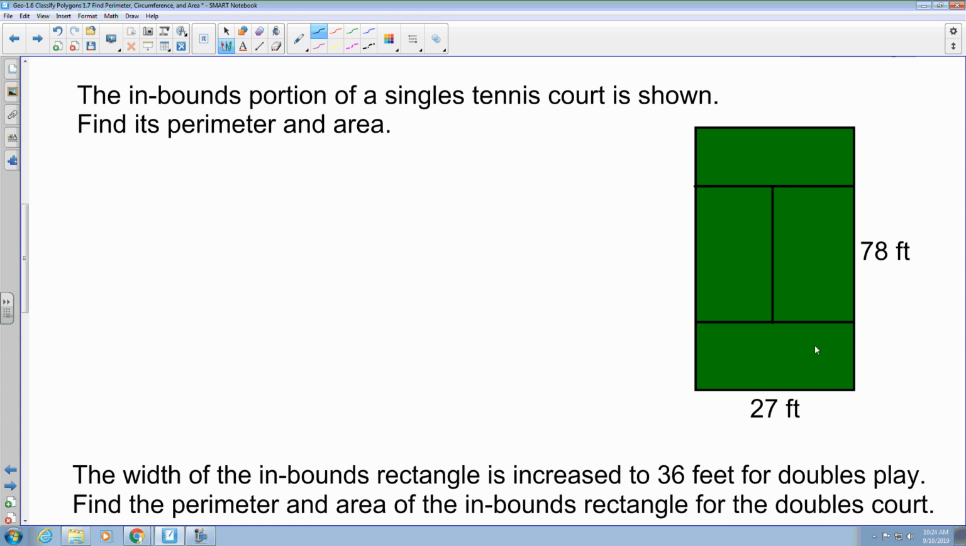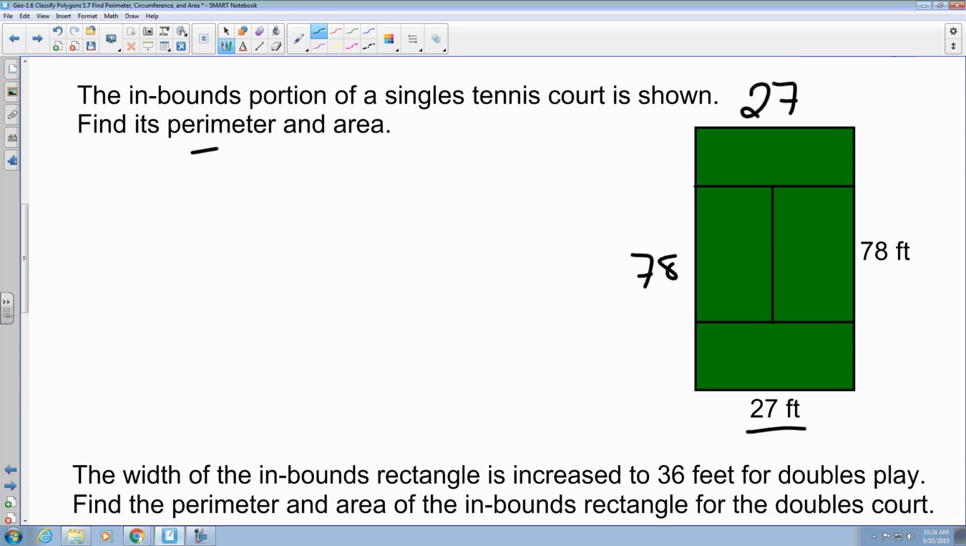So in this particular example, it says the inbounds portion of a singles tennis court is shown. They want you to find the perimeter and the area. So the tennis court is a rectangle because we have 27, that means this is 27, and that means this is 78. So it's right angles, but not all four sides are congruent, so we're going to use that formula.